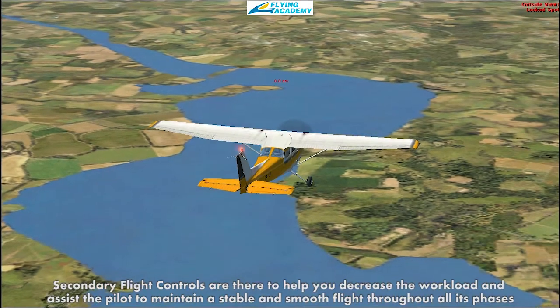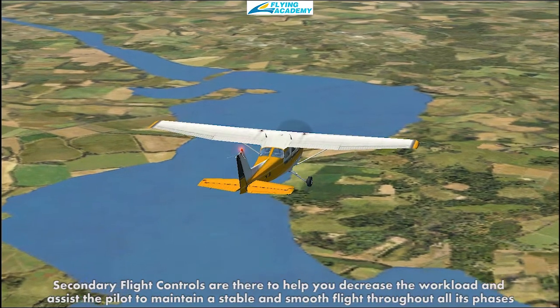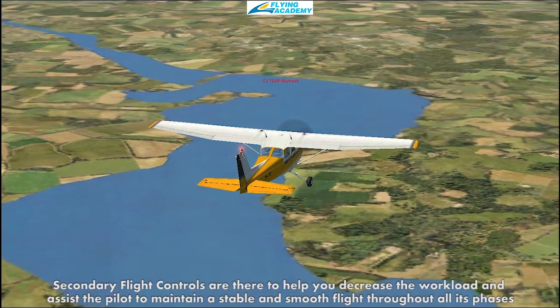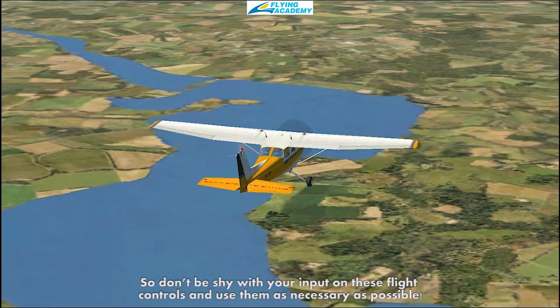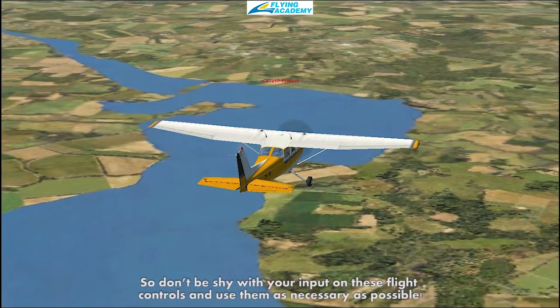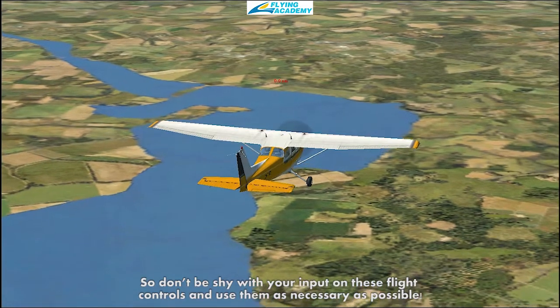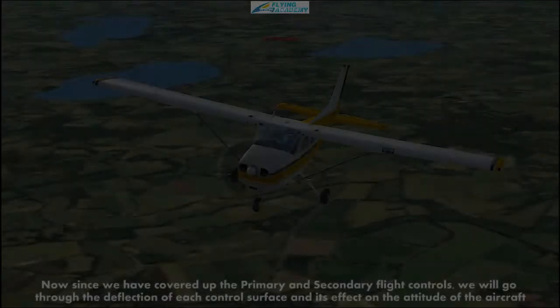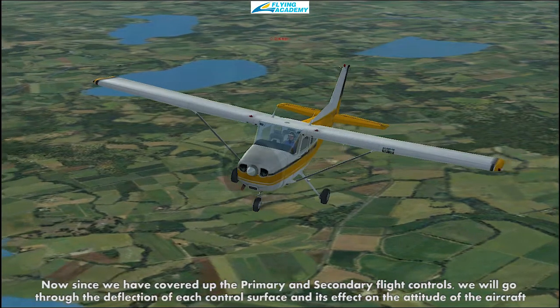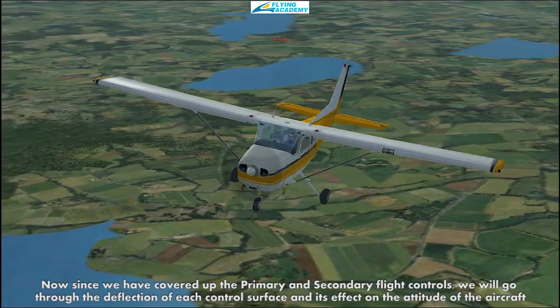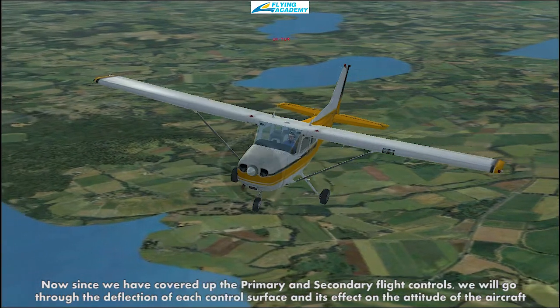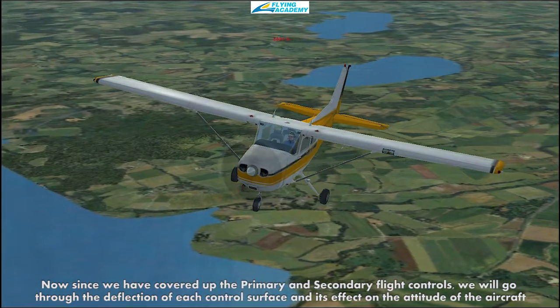Secondary flight controls are there to help you decrease the workload and assist the pilot to maintain a stable and smooth flight throughout all its phases, so don't be shy with your input on these flight controls and use them as necessary as possible. Now, since we have covered the primary and secondary flight controls, we will go through the deflection of each control surface and its effect on the attitude of the aircraft.